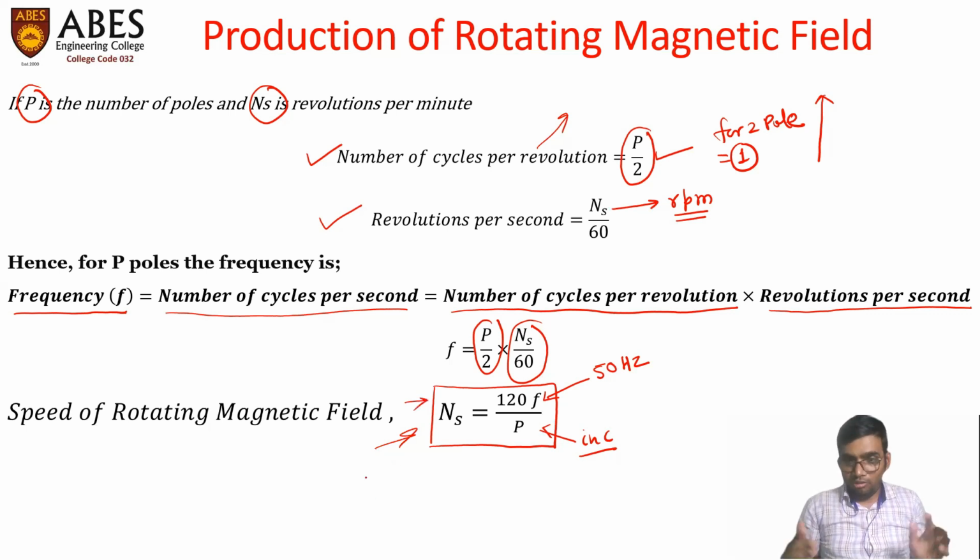So from all these discussions so far, we can conclude that the rotating magnetic field produced by a balanced three-phase supply is of a rotating nature, which rotates in space with a constant speed, which is 120 f upon P. And this revolving magnetic field, rotating magnetic field, has a constant magnitude, which is 1.5 times phi m.